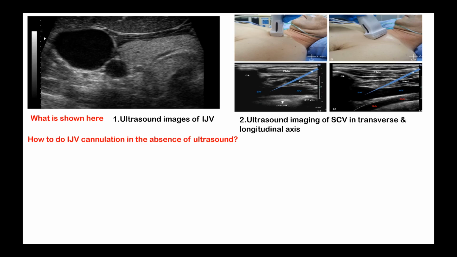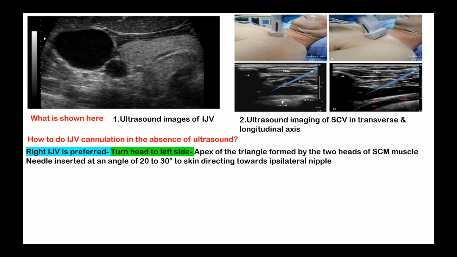Then identify the triangle. What is the angle of insertion of your pilot needle? 35 to 45 degrees, sir. And what is the direction in which you should insert it? Towards the ipsilateral nipple, sir. Right IJV is preferred. Turn the head to the left side. Apex of the triangle formed by the two heads of the sternocleidomastoid muscle. Needle inserted at an angle of 20 to 30 degrees to skin, directing towards the ipsilateral nipple.